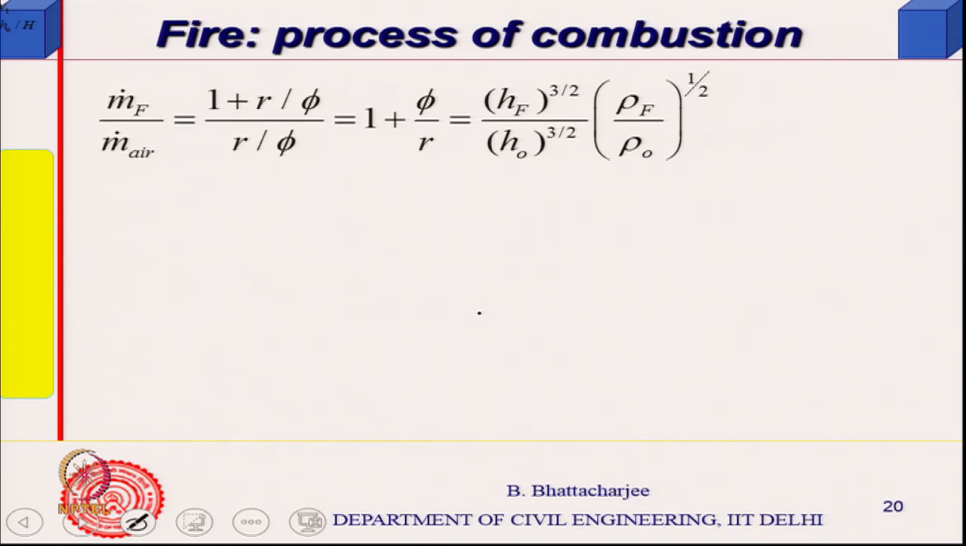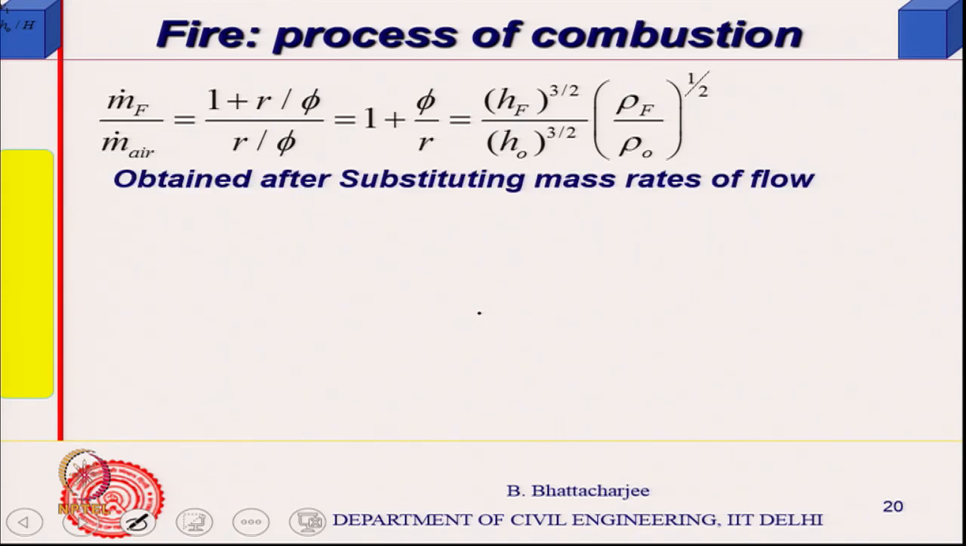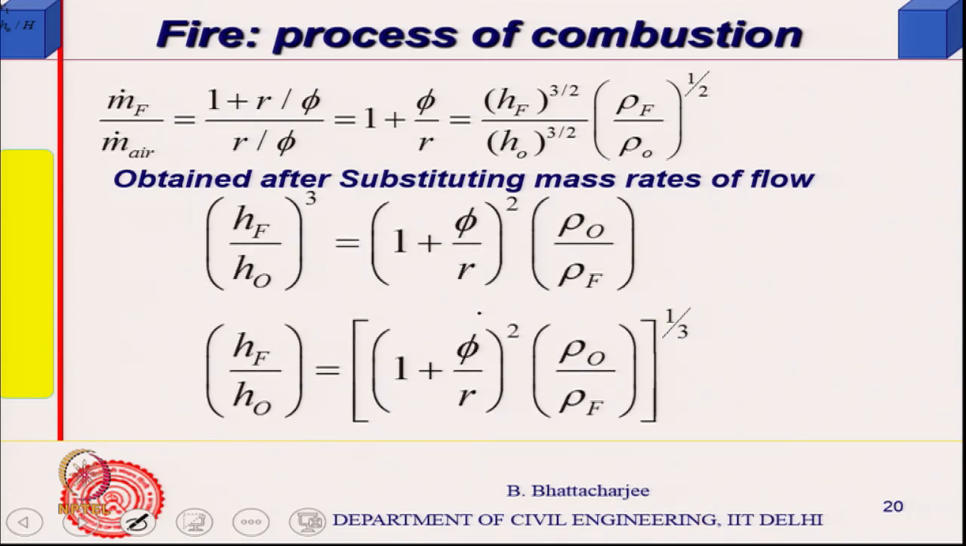Now, this ratio must be the same as the stoichiometric ratio, and that is how it is. This is obtained after substituting mass flow rate. Therefore, I can get an expression for Hf by H0 in terms of the rest of the things.